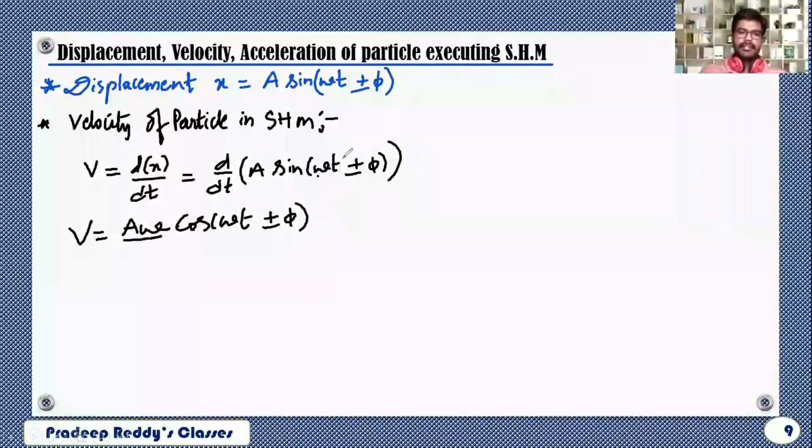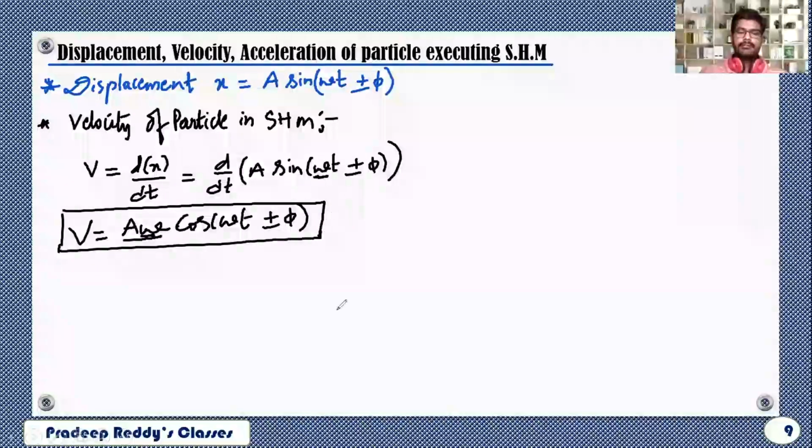This is a function of time, so I am differentiating it with respect to time once again. The inside term also should be differentiated, so this omega I am writing here. d by dt of omega t is omega, and v is equal to A omega cos omega t plus or minus phi. This is the equation for velocity v of the particle executing simple harmonic motion.